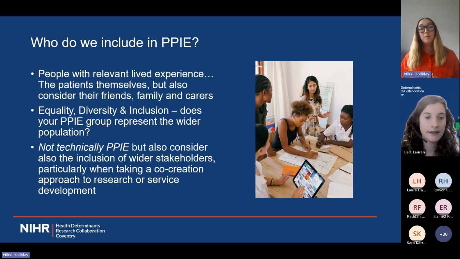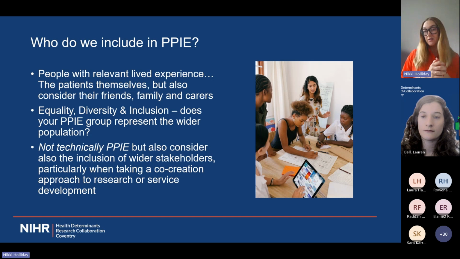So when we're talking about patients and the public, who do we need to include in our research? Broadly, it's people with the relevant lived experience to the project we're looking at. And this can be the patients themselves, but also think a bit more widely than this. Think about their friends, their family, their carers. There are other people who might be impacted by the research. So if the research is into a new healthcare service, it's not just the patient who might be attending that healthcare service, their carers might be taking them to that service and experiencing it in their own way. So they might have some input into how that service should be run.